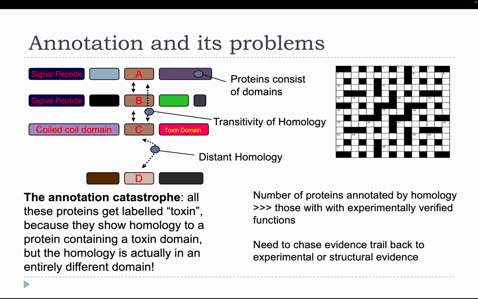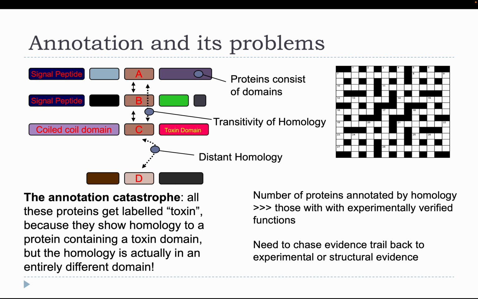But one of the problems that happens is that if you just say, right, when I annotate the gene in organism B, I'm going to take the gene in organism A and use homology to that to make the annotation, then if you choose the wrong part of the protein and make inferences on homology based on the wrong part of the protein, you end up with this so-called annotation catastrophe.